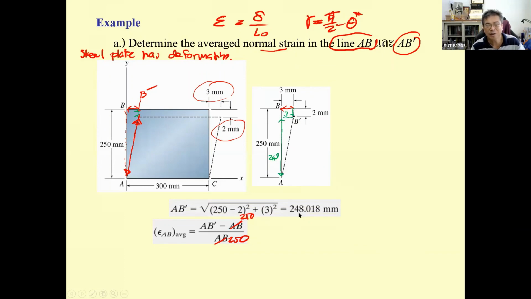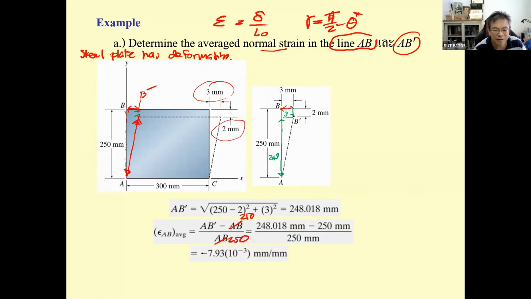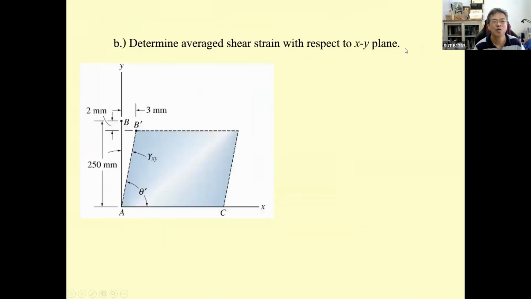So this is going to be what? Negative normal strain. So this is going to define the contraction of line AB into line AB prime. Negative means contraction. Now we go a little further. The same problem. We find the average shear strain with respect to the XY axis. So what we have is going to be, this is shear strain in the XY direction.